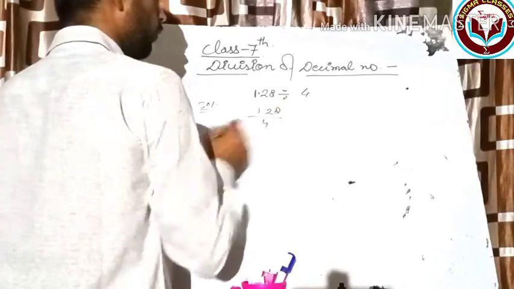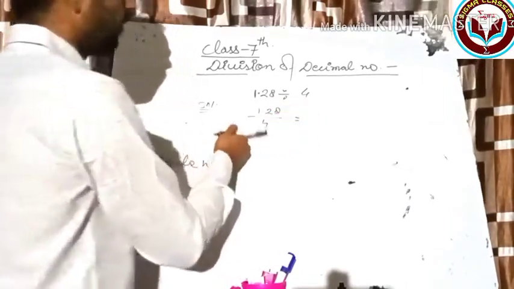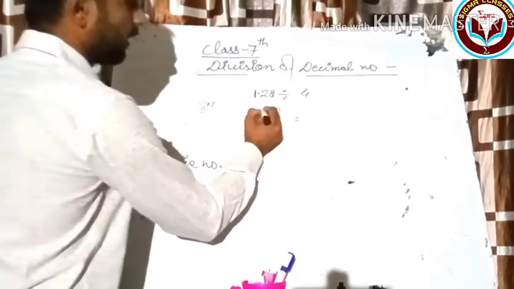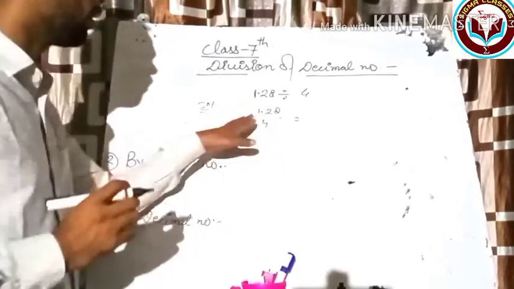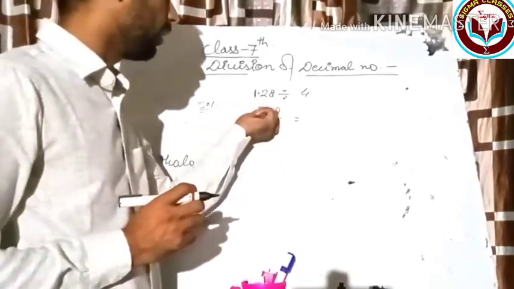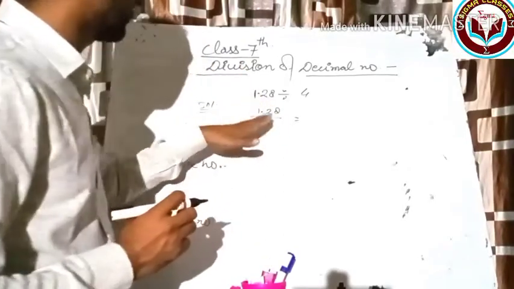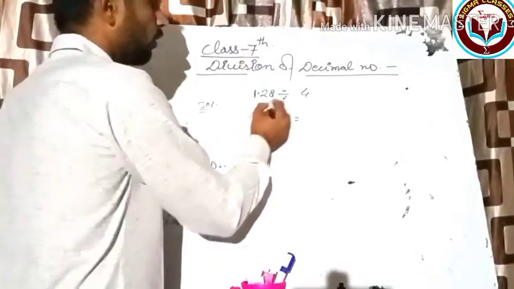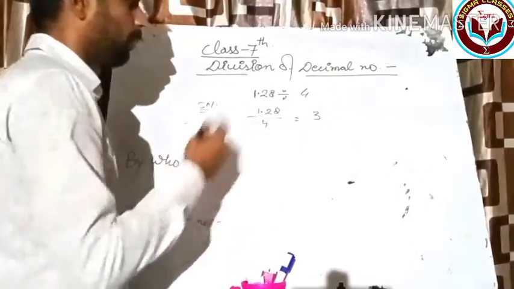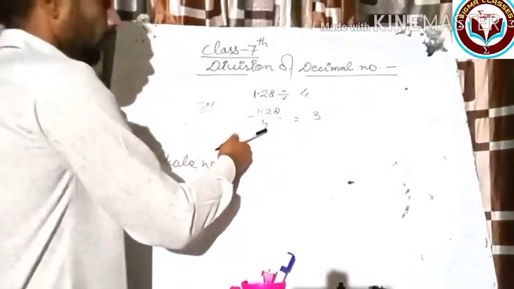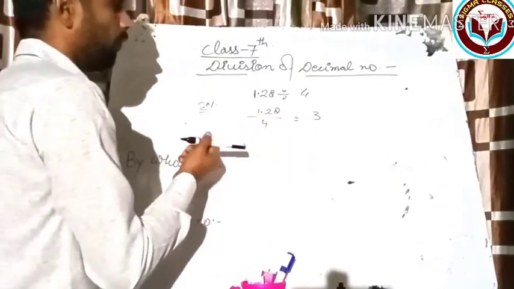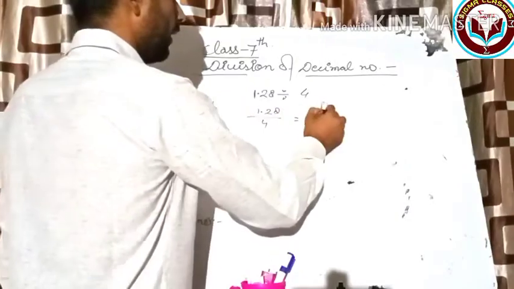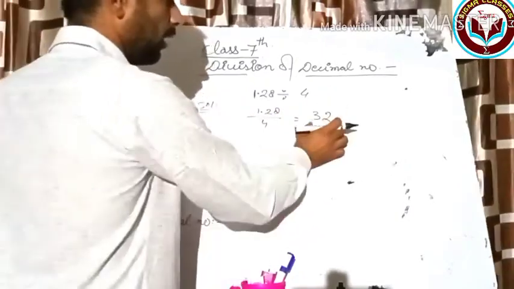1.28 divided by 4. You can simply divide this by 4. So just ignore this decimal. आप इस डेसिमल को इग्नोर करें और उस टाइम पर आप ऐसे ही इसे सॉल्व करें. Just ignore this decimal. So 4 3s are 12, as we did in the previous standard, the simple division format. 4 3s are 12 and 4 2s are 8. So it will be your answer.